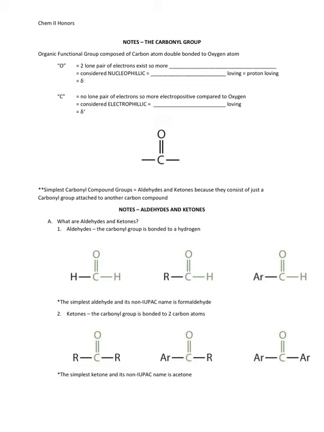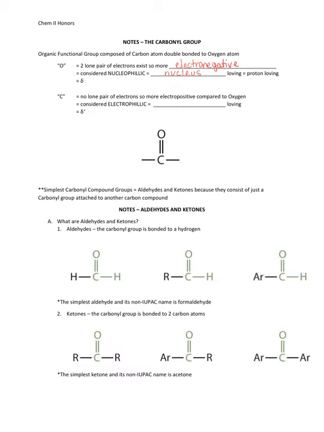And that oxygen, if you remember, has two lone pairs of electrons. And if you remember, oxygen is more electronegative. And that means we can consider it more nucleophilic, which means that it is nucleus loving, meaning proton loving. We designate that as having a partial negative charge. That's the lowercase delta. So we indicate that with a partial negative.